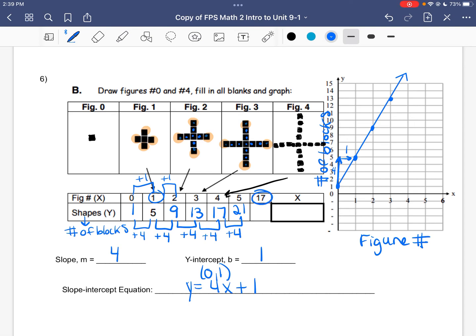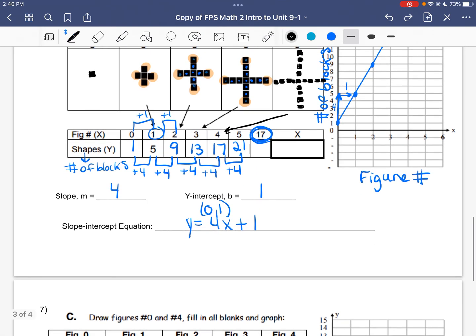Now, this says here I want my figure number to represent 17, right? It skips from 5 to 17. So I can't just add 4 like I would normally do, because that's going to give me figure 6, not figure 17. Well, remember, all of these represent x. So what I can actually do is take that 17 and plug it in. So y is the amount of blocks I'm going to have. That's the unknown. If I take 4 times 17, because 17 is that number there, and I add 1, I can find the answer using my equation.